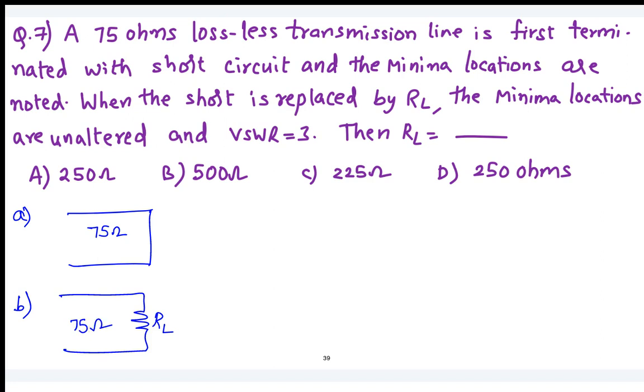What is the observation he has given? The minima locations are unaltered. What is the meaning of that? Suppose in the first case you get the first minima at 2 cm from the load, here also he has observed the first minima at 2 cm. So the minima locations in both cases remain the same. In the second case, one more point is given: VSWR is equal to 3. He is asking you to find the value of RL. Can you tell me the value? Just take some time and think how to do this. If you are not able to do it, I will explain.